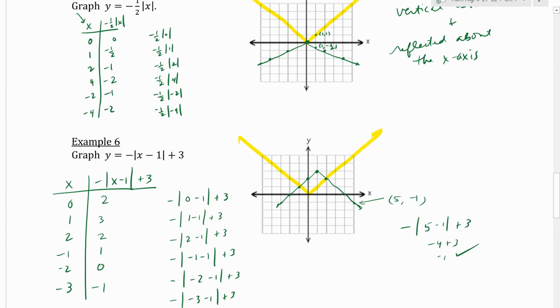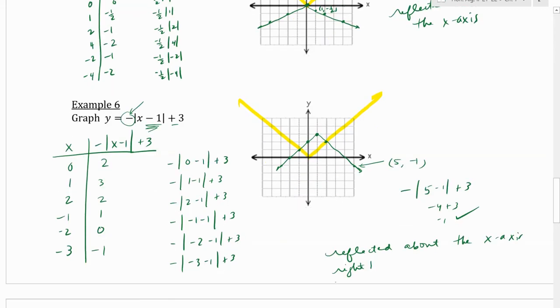So 3 transformations. Let's think about what each one did. That negative out in front reflected the parent function, or the graph of the parent function, about the x-axis. And then we move one place to the right and up 3. So we flipped it upside down. That would look like this. We went one place to the right and up 3. Oh, there it is.